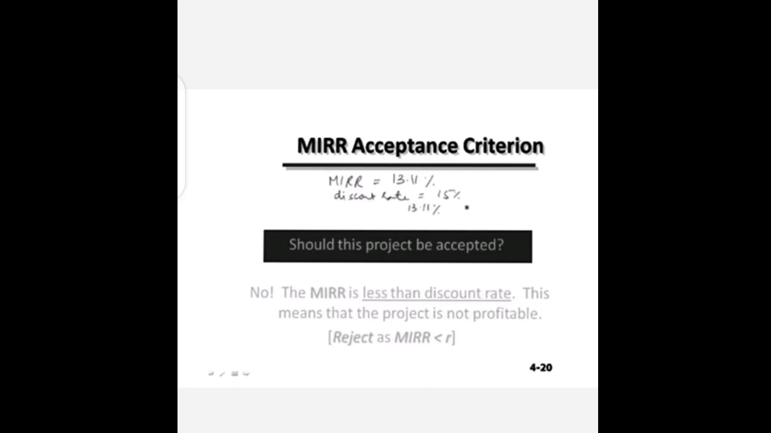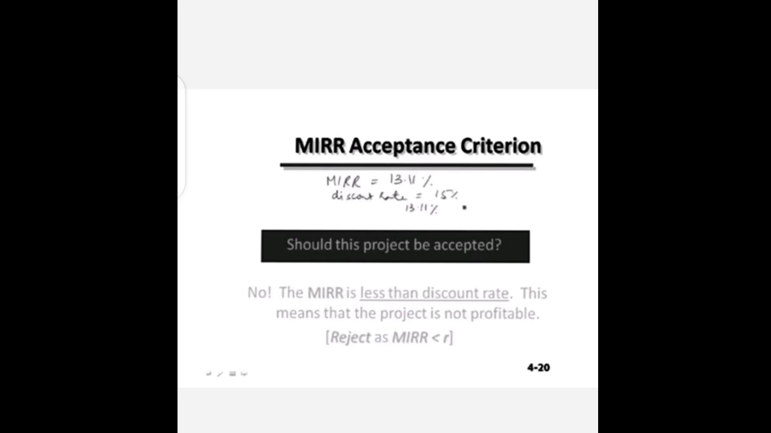So what will be the criteria for this project? As the discount rate is 15%, and we are getting an MIRR of 13.1%. So should this project be accepted? No, the MIRR is less than the discount rate. This means that the project is not profitable, hence we should not accept that project.